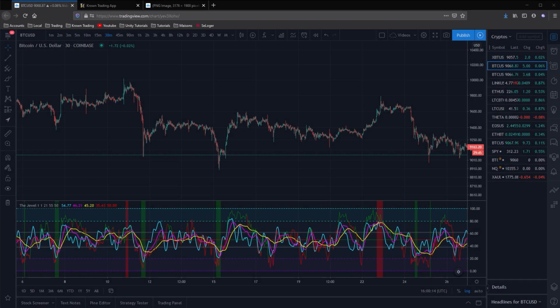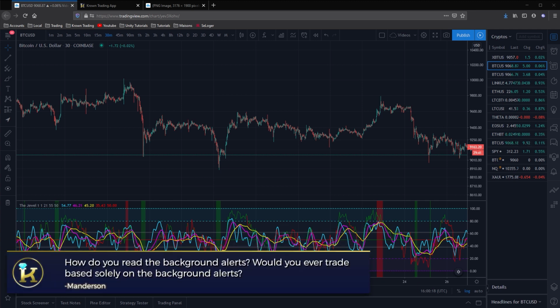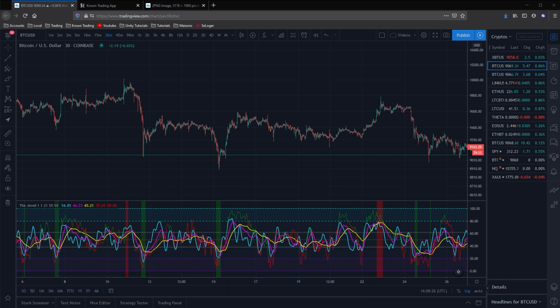So this question is from Anderson. A question I have is, what triggers the red and green flash, and would you take a trade just on the flash alone? Seems to be right most of the time. So what is Anderson talking about exactly? He's talking about those background alerts over there. So you have the red and the green, right? Those are called the God mode background alerts that are included in G-Wall.